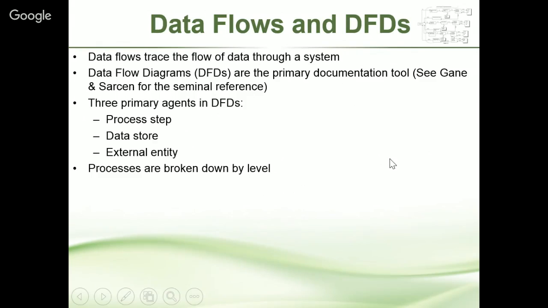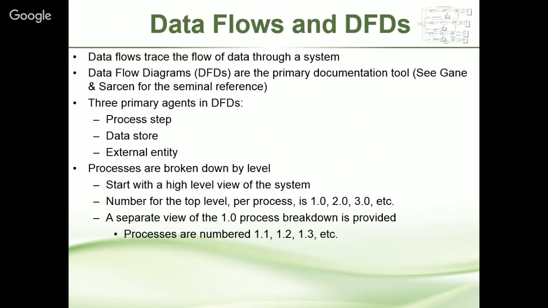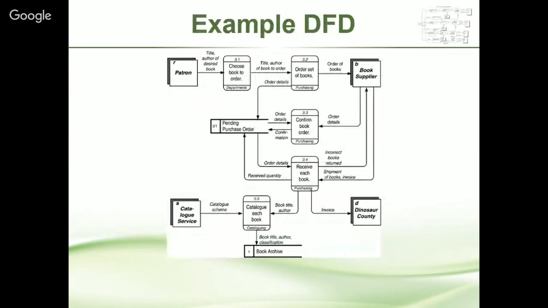Processes are broken down by levels. So you will have a high-level view of the system, and then each process box in that high-level view of the system is going to break down. So that top level is going to be 1.0, 2.0, 3.0, much in the same way that the functional decomposition hierarchy broke down. And then you'll have a separate page or separate diagram for the 1.0 process breakdown, and that goes 1.1, 1.2, 1.3, and you could keep going depending on how complex the process is.